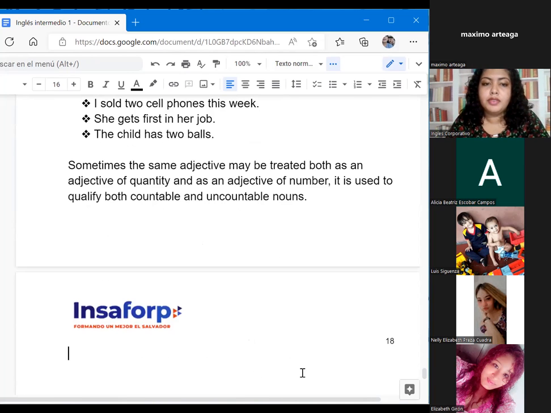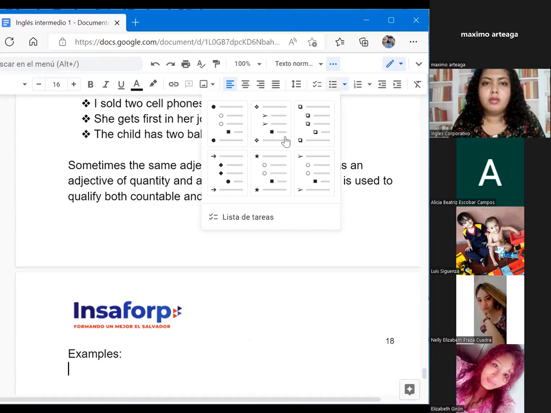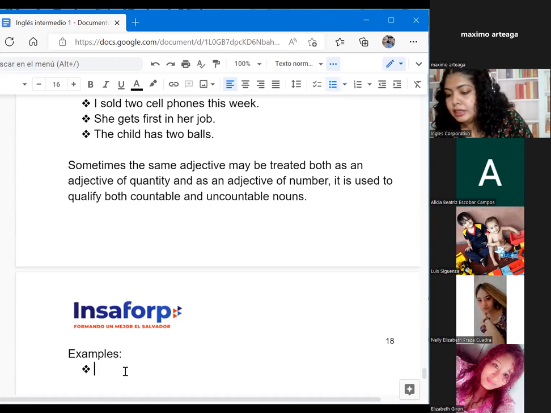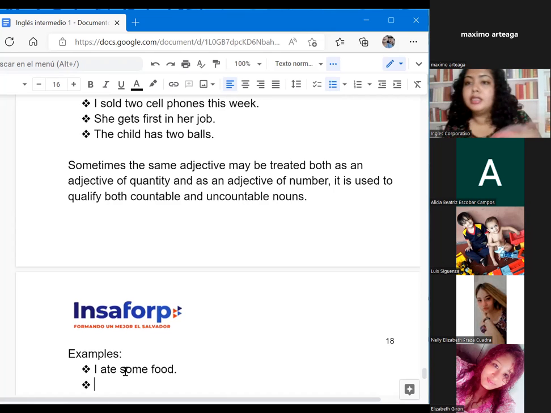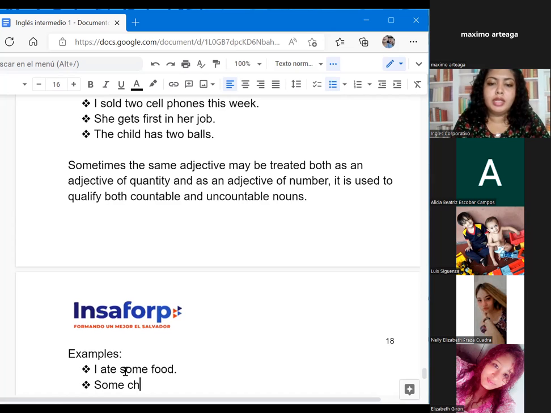So let's see some examples of these parts. So we have here, number one, and it says, I ate some food. In this case, some is the adjective, some food. And we have the same adjective, and we say, some children are playing in the park.